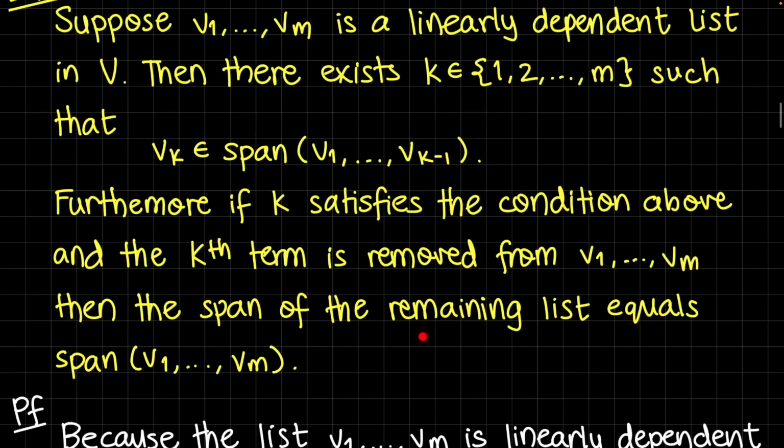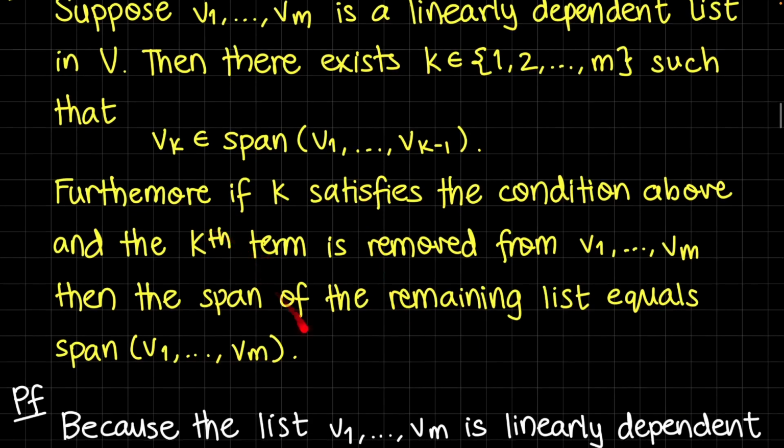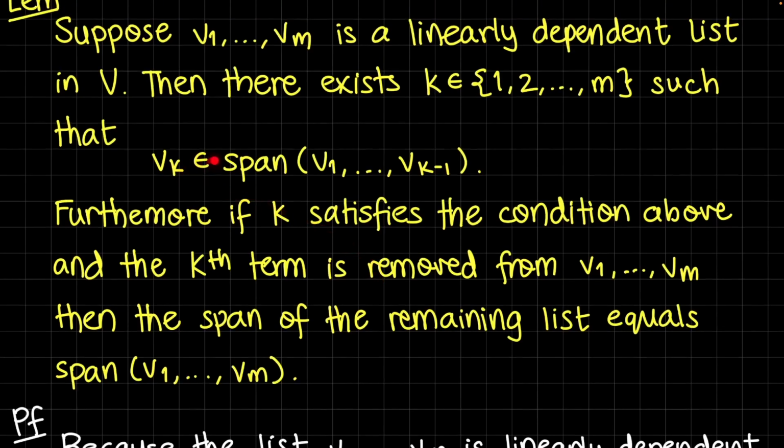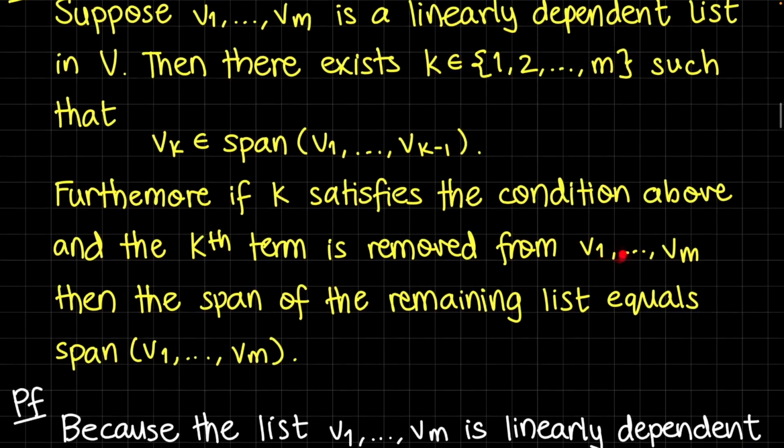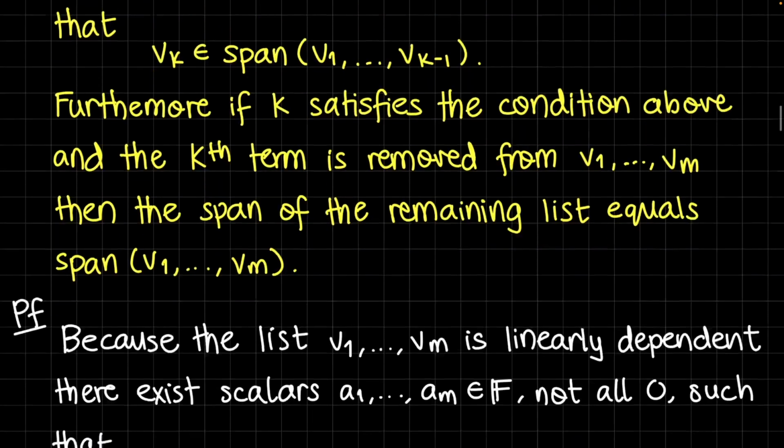So span is unaffected because it equals the span of v1 through vm. Span of v1 through vm with vk removed is equal to the span of v1 through vm. That's what the second part of this statement is saying. So you remove the vector that is a linear combination of, or linearly dependent on, the k minus 1 vectors before it from your list, and the span of that list with the vector removed equals the original span. That's what this part says.